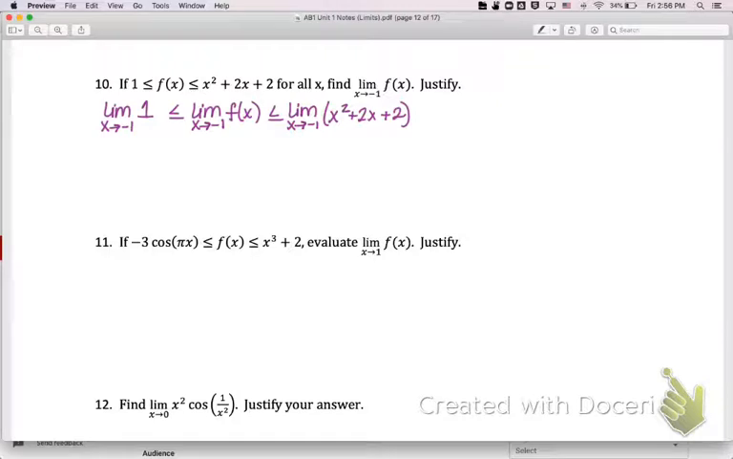The hope is that the two outside limits will have the same value. That's our goal. The limit of a constant is just the constant, so this is equal to 1. The limit of the inside, we still don't know. That's what we're hoping to get some info on here. On this side, if I plug this in, I get negative 1 squared, which is 1, minus 2, which is negative 1, plus 2, which is positive 1. So there we have it. Now, it asked us to justify, so we got to make sure that we do. We can say the limit as x approaches negative 1 of f of x equals 1 by the squeeze theorem.